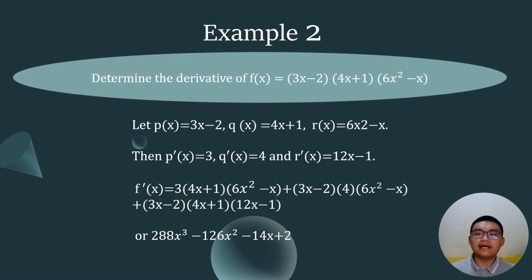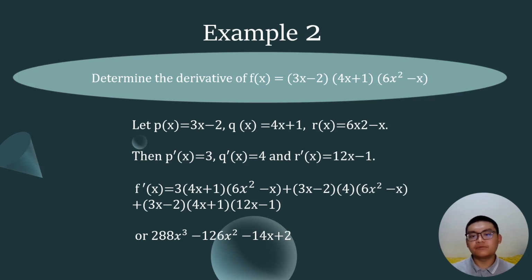Now we can apply the product rule. F prime of x equals p prime of x times q of x times r of x, plus p of x times q prime of x times r of x, plus p of x times q of x times r prime of x.